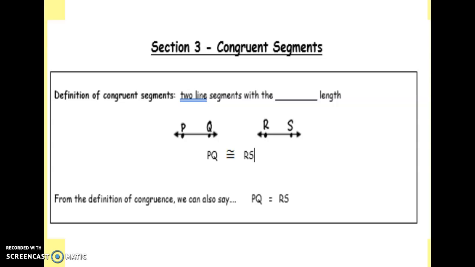All right, guys, today we're going to take a look at congruency. So we're going to look at congruent segments and congruent rules or theorems. So the first thing, let's talk about congruent segments. The definition of congruency just means that things are equal to each other.